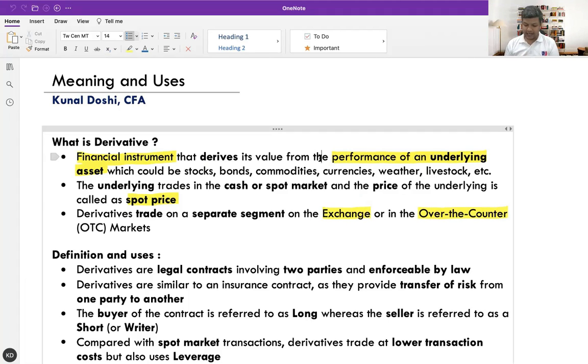So clearly, what is a derivative? A derivative is the value of an asset in future, forward, or option, which is dependent on the spot price or current price of that asset. So a derivative is a value of an asset whose value is derived from another asset, which is called the underlying asset. Is that clear? Right. Yes.